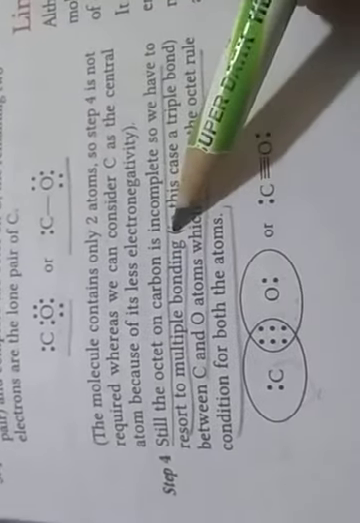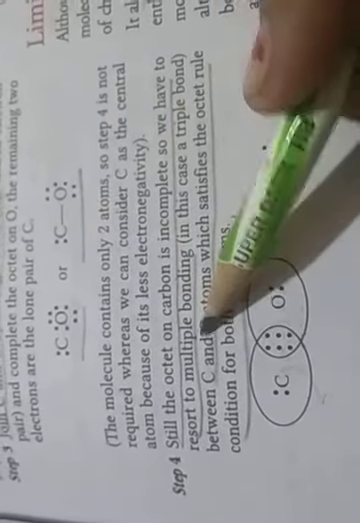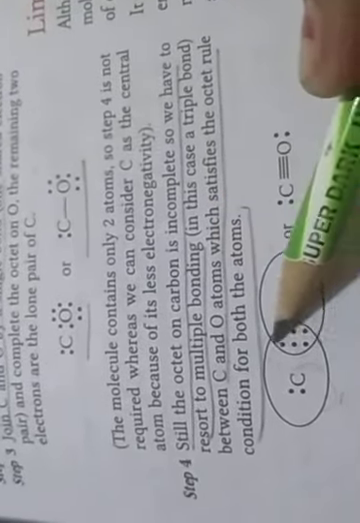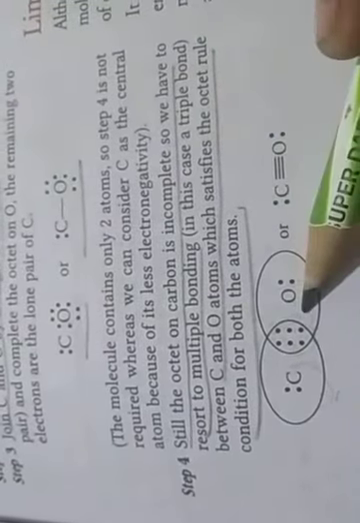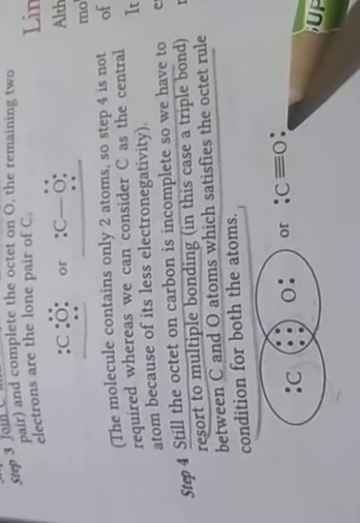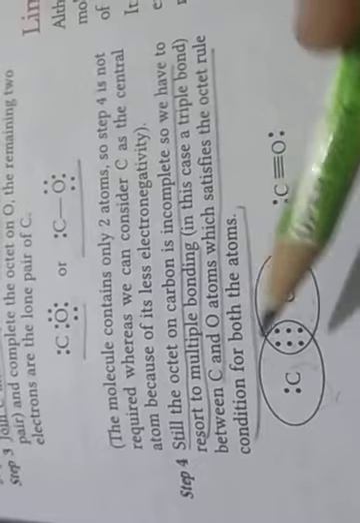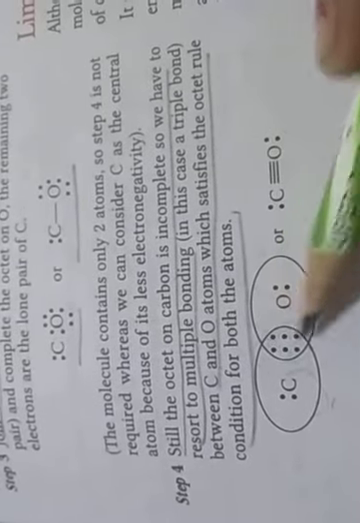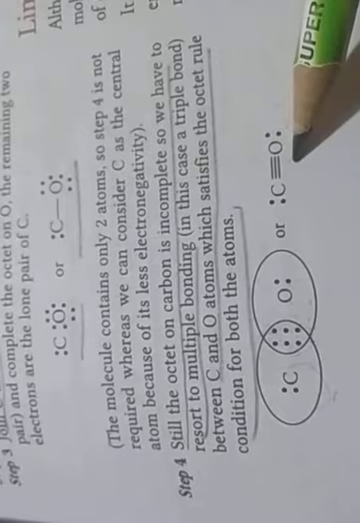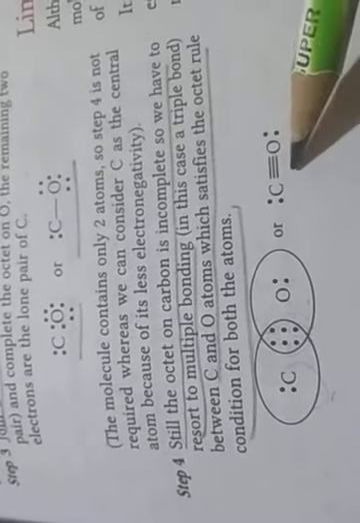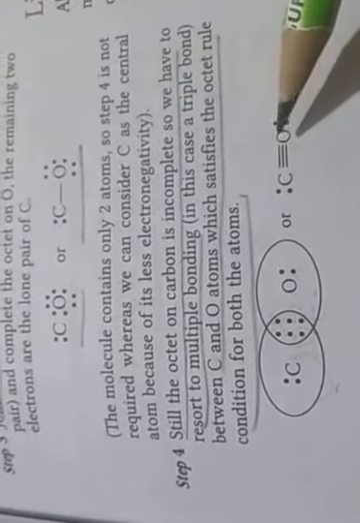Still, the octet on carbon is incomplete, so we have to resort to a multiple bond. Three pairs are shared, so both atoms have 8 electrons and complete the octet. This satisfies the octet rule for both atoms. Oxygen shares 4 electrons and carbon shares 2 electrons, a total of 3 pairs. So a triple bond is formed between the carbon and oxygen. This is the electron dot structure of the CO molecule.